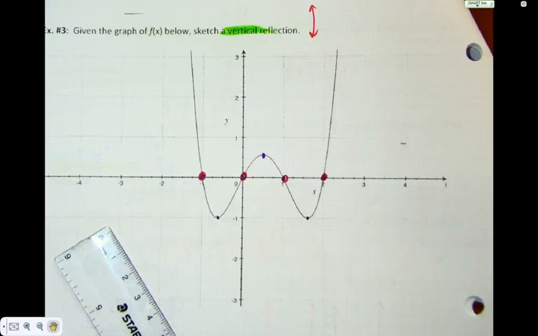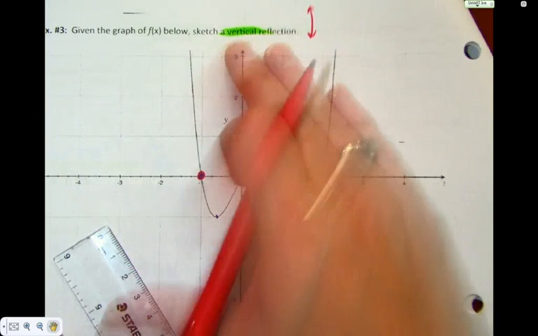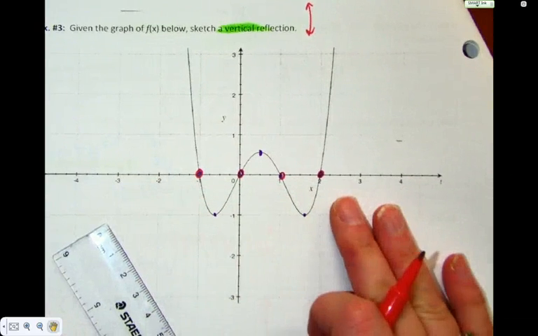Because they're not going to change, right? What's the y-coordinate of any of those 4 points? 0. And if I change the sign of 0, what's going to happen? It's still the same. So in terms of vertical reflections, the x-intercepts are always really important.